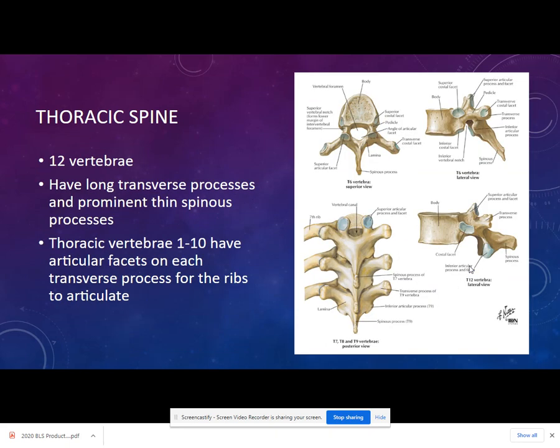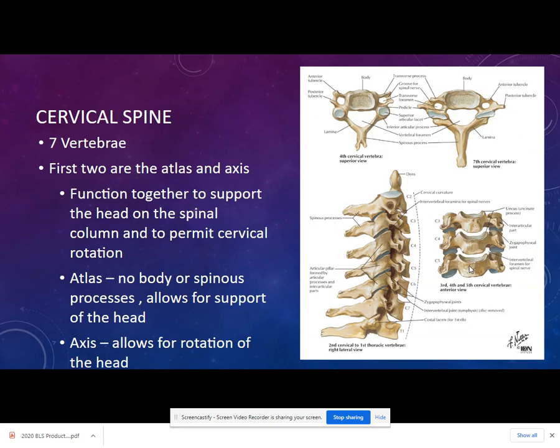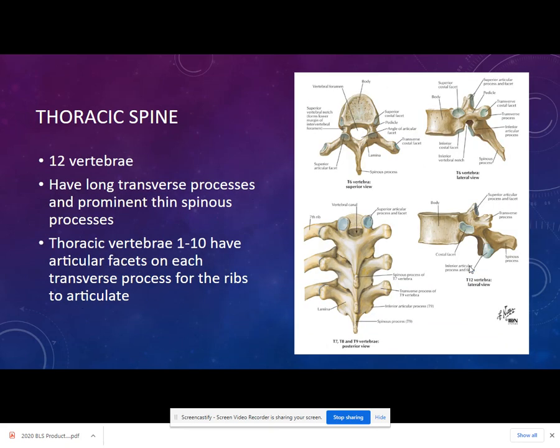When you look at the thoracic vertebrae, you're going to have 12 of them, and they have extremely long transverse processes, and they're very predominant, and they're thin, but they're thicker than the cervical spine. Even by the pictures, notice the thickness and the generality here on these pictures, and then look at the cervical. Look how almost dainty and delicate they look. That's the difference, okay?